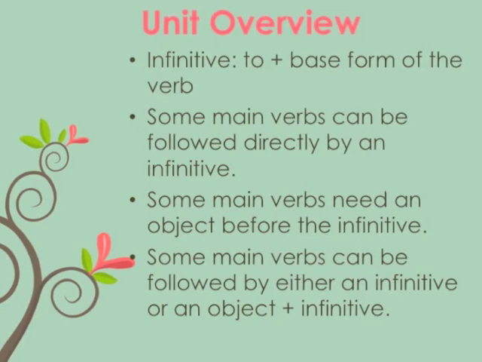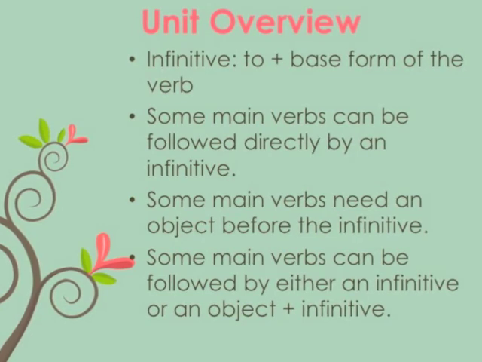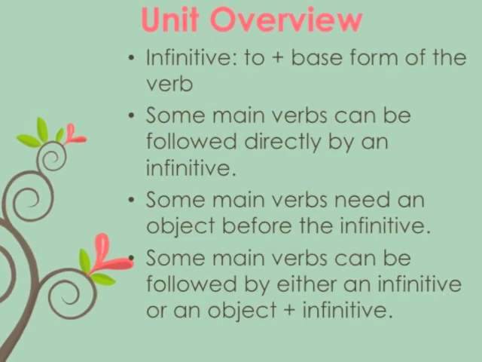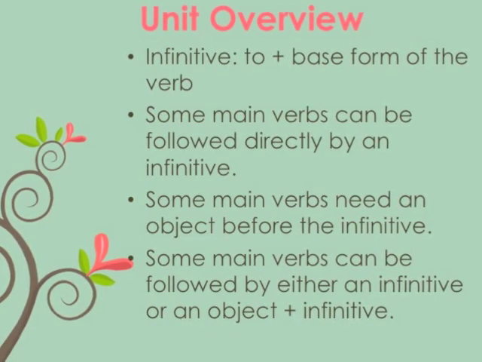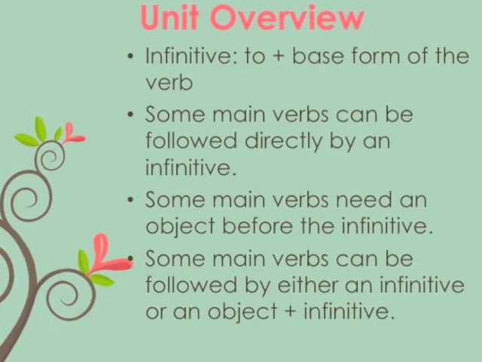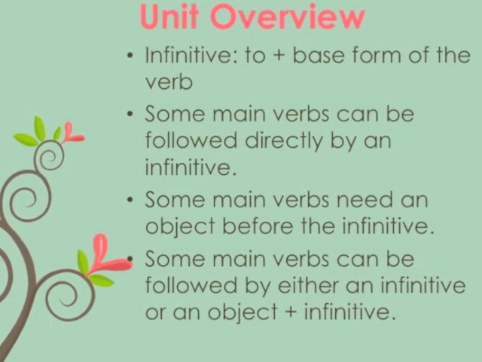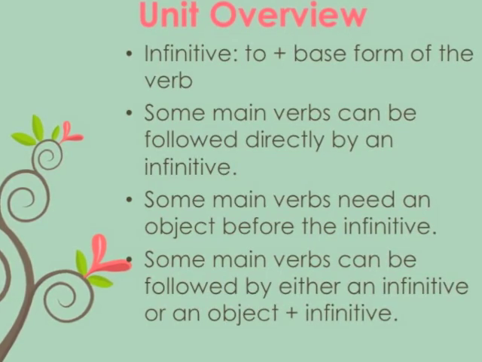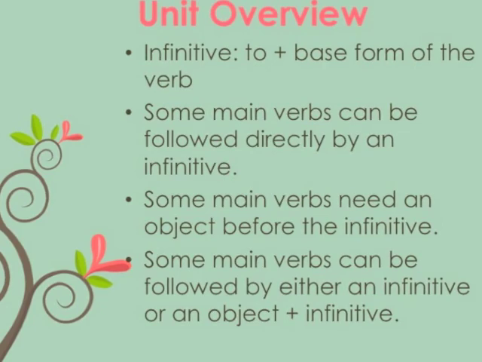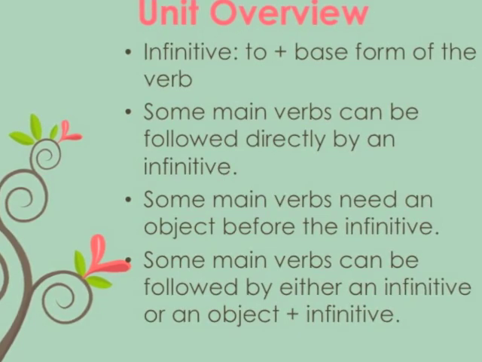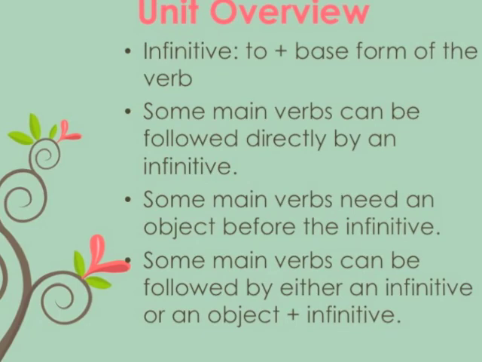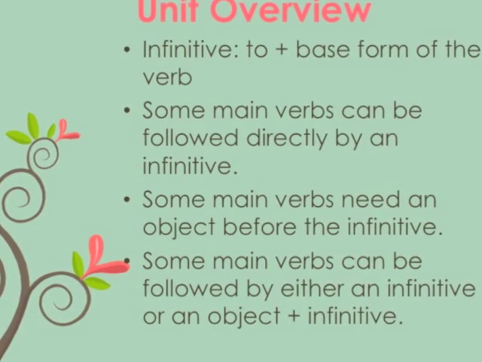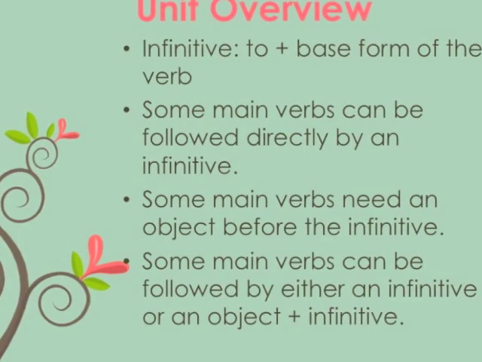Alright, so most of you will probably know what an infinitive is, but if you don't, it's the to plus the base form of the verb. So to jump or to walk. Some main verbs can be followed directly by an infinitive. Some main verbs need an object before the infinitive, and some main verbs can be followed by either an infinitive or an object plus an infinitive. We're going to spend some more time talking about each of these in detail, so don't worry if you're not quite sure what that means.